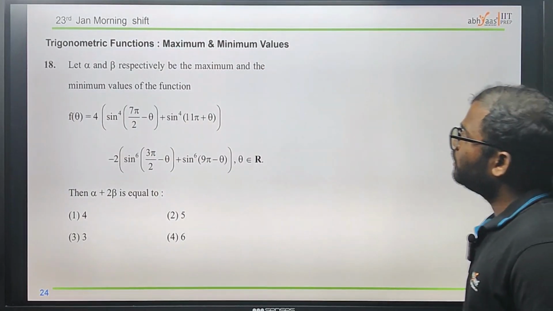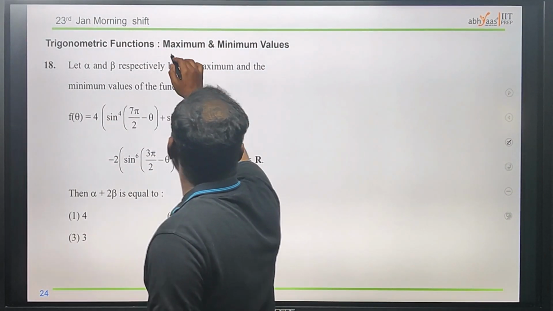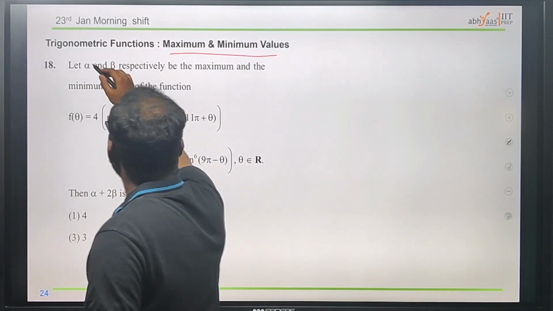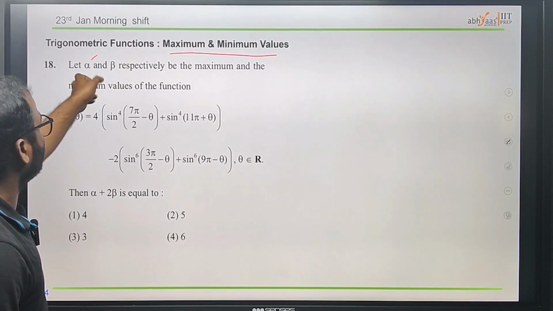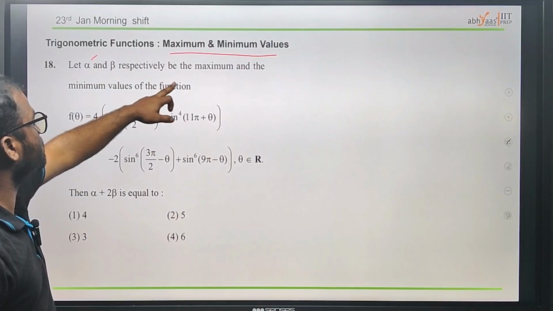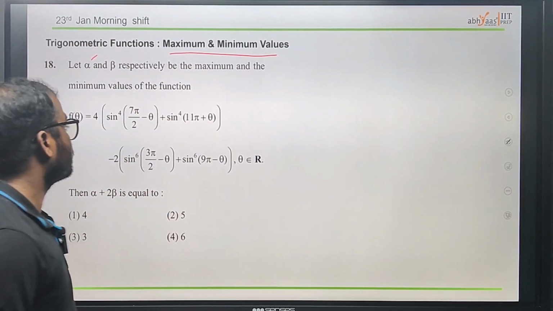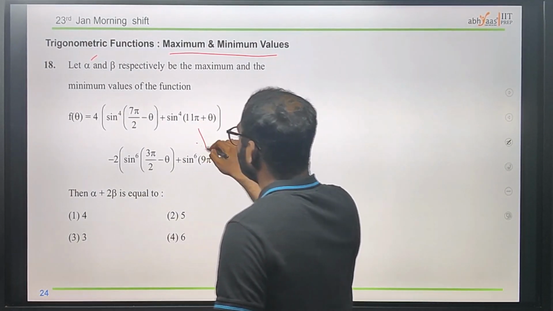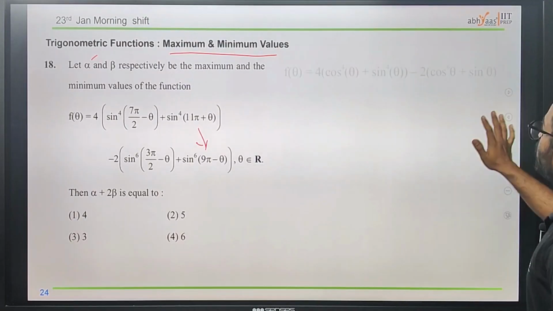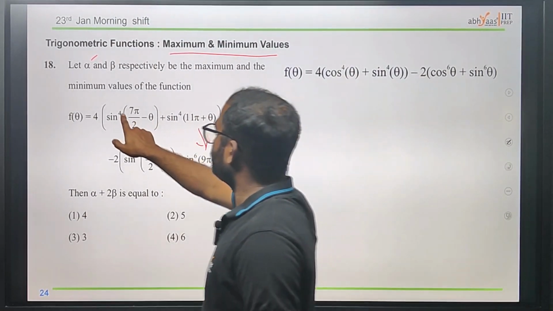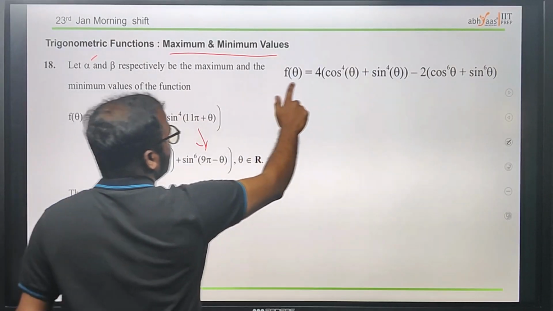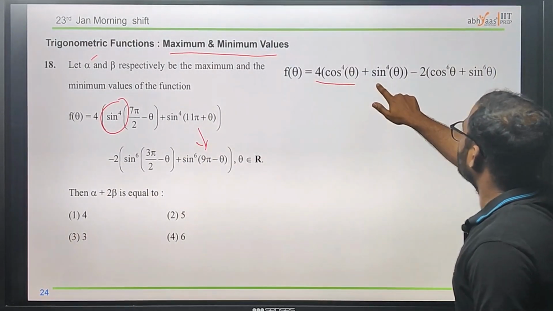Now, trigonometric functions, maximum and minimum values. Alpha and beta respectively, the maximum and minimum values we need to find. Alpha is the maximum and beta is the minimum value to find. This is the expression they gave, and we need to solve it. f of theta we can write as, since we have sine power 4, we can convert that to cos power 4 theta, similarly for sine power 4 theta.